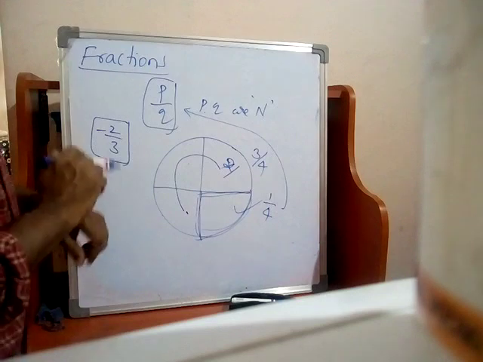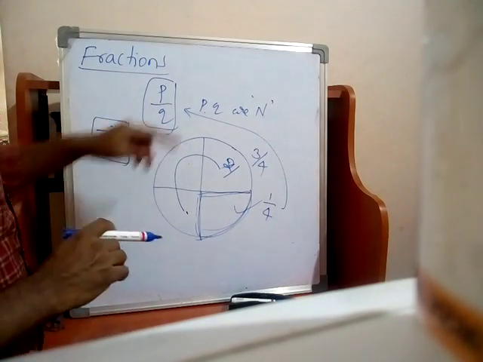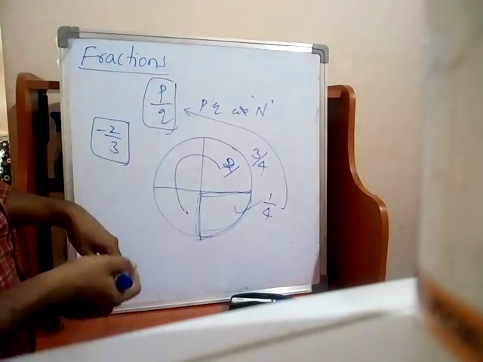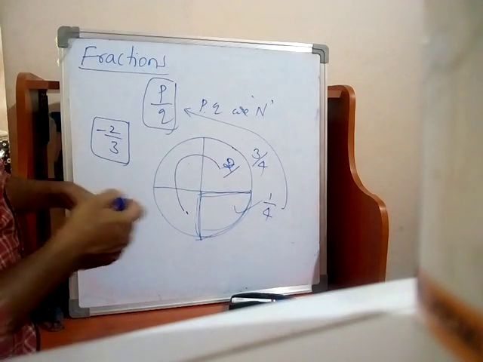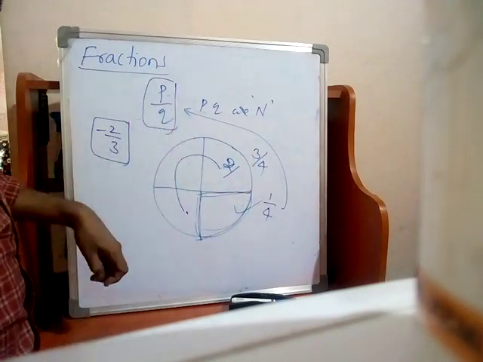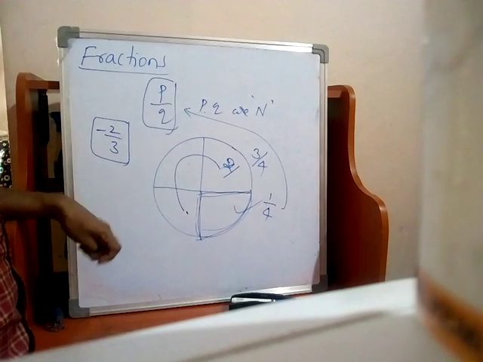So that's why the numbers which are in the form of p by q, where p, q are natural numbers, are called fractions. Or a fraction is a part of a whole.